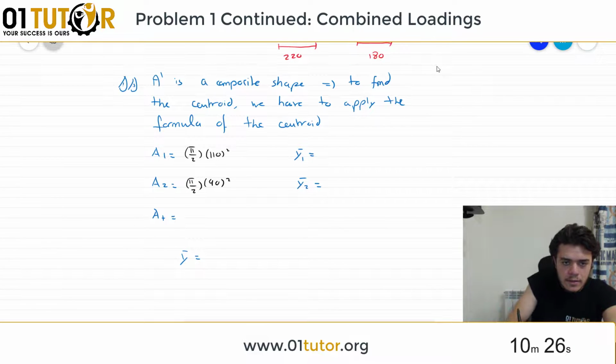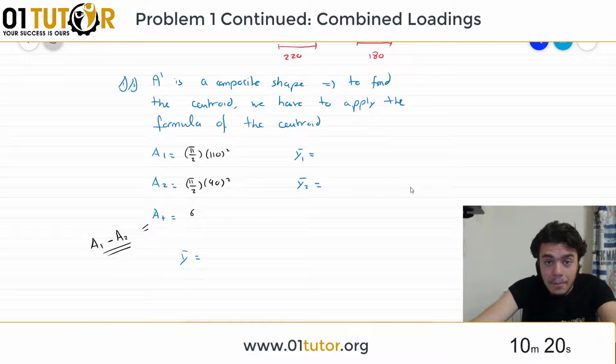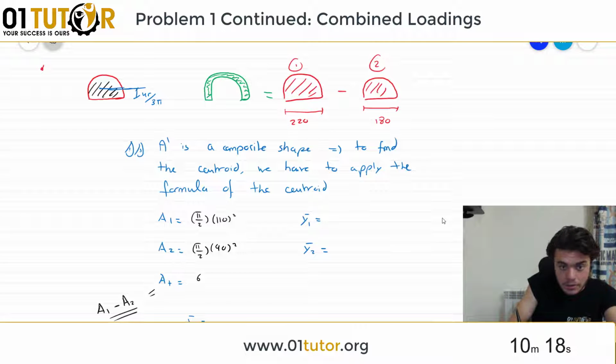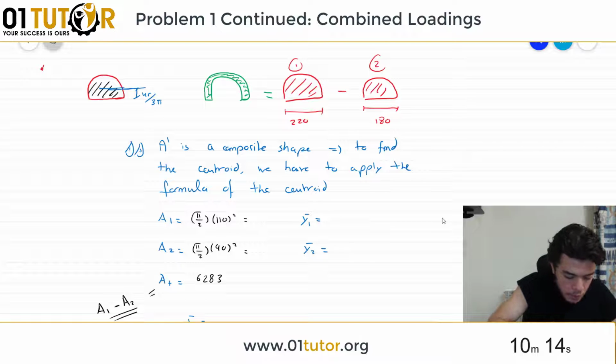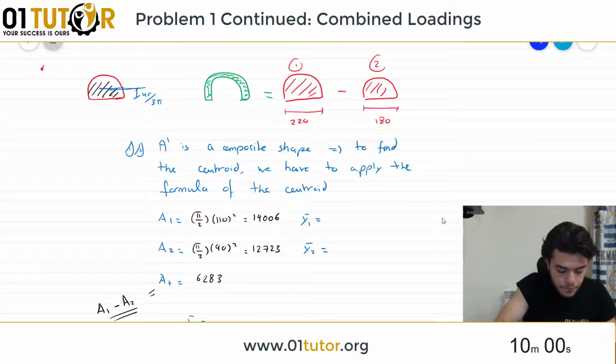6283. So this is 6283, which is going to be area 1 minus area 2, depending on how we segment it. So pi over 2 times 110 squared is 19006, and the one below is going to be 12723.